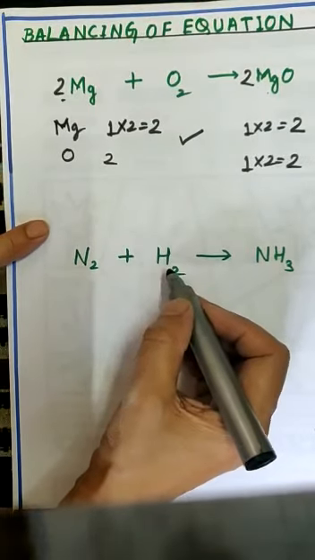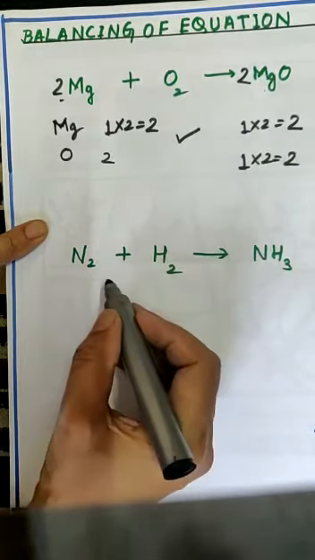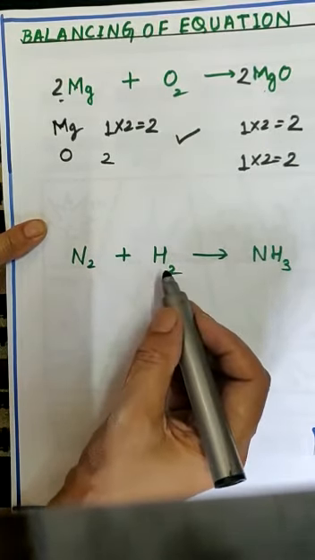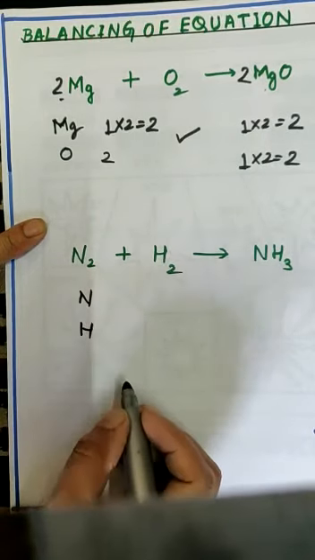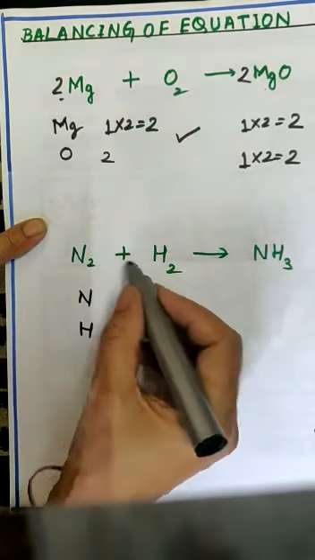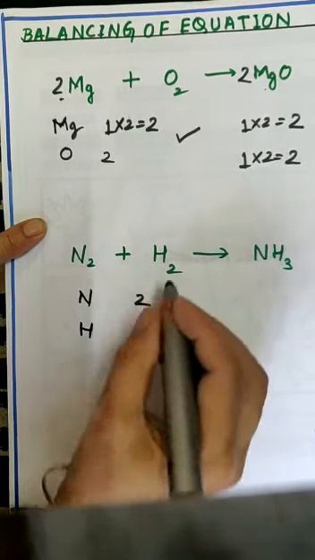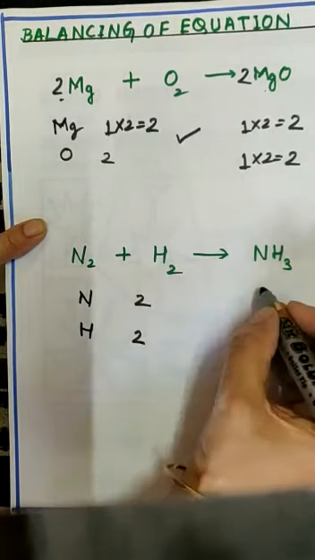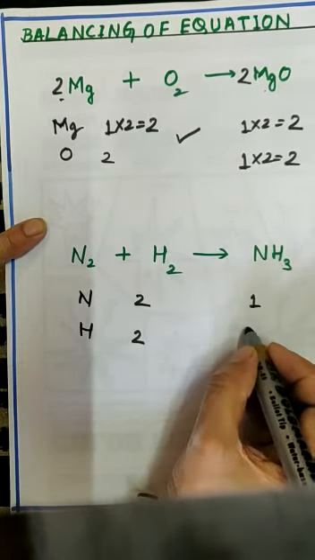Nitrogen and hydrogen molecules combine to form ammonia. Now in this, how many elements are there? Again only 2, nitrogen and hydrogen. So on the left hand side, how many nitrogen are there? Nitrogen 2, hydrogen as well 2. But this side, nitrogen only 1 and hydrogen 3.